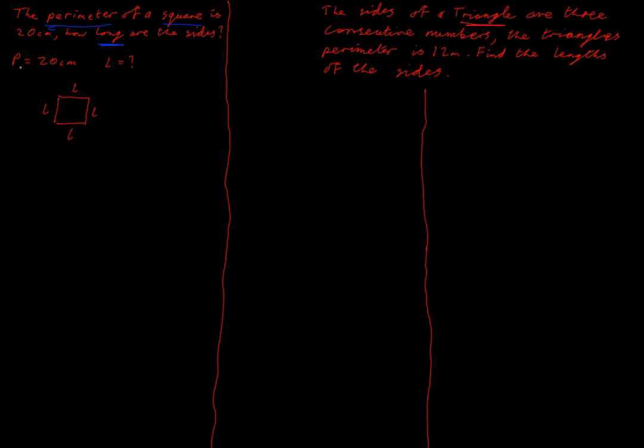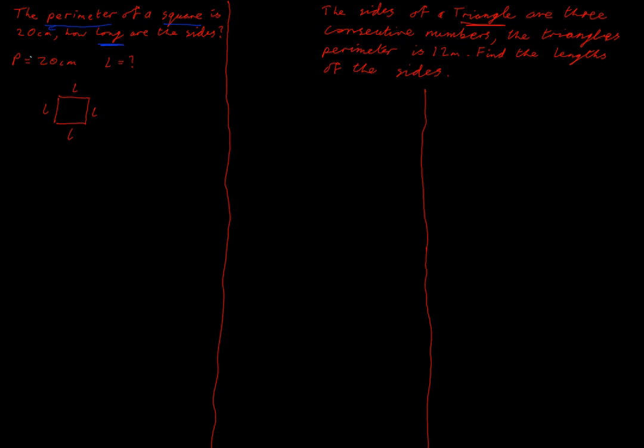Now, I've done this without really thinking too much about the question. I just took the information I was given, I wrote it down clearly. I have a perimeter of 20 centimeters. I'm looking for the side length L. I drew a picture of the shape I was told about, and I filled in information that I knew about that shape. And now I can look and see if I'm able to solve my problem.